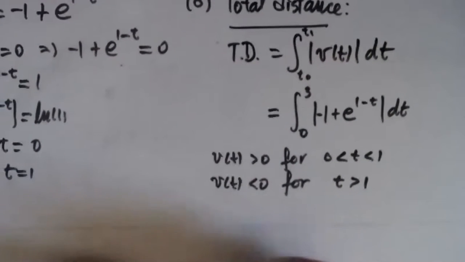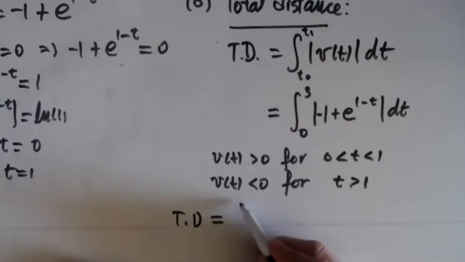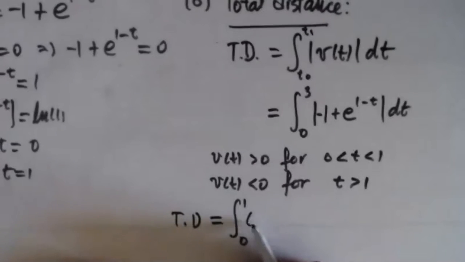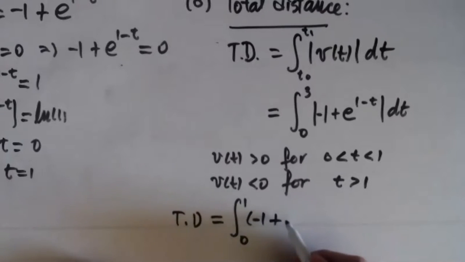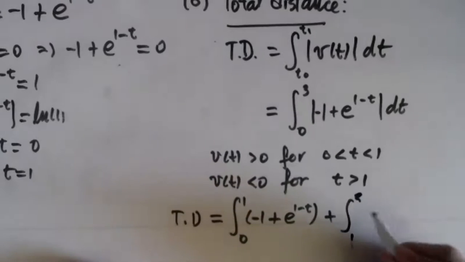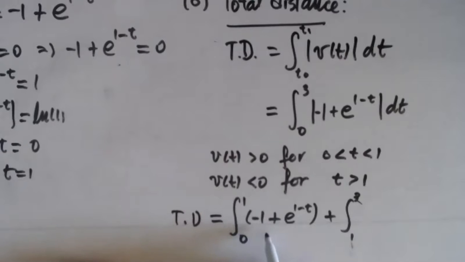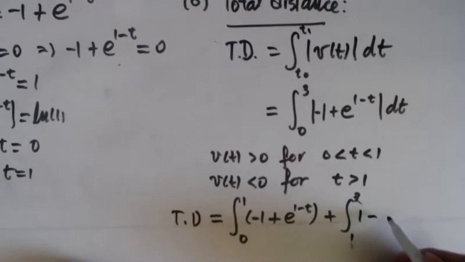So this integral, the total distance, is going to be the integral from 0 to 1 of this function, -1 plus e to the 1 minus t, plus the integral from 1 to 3 right here, of the negative of these things. So you're going to have 1 minus e to the 1 minus t, dt.